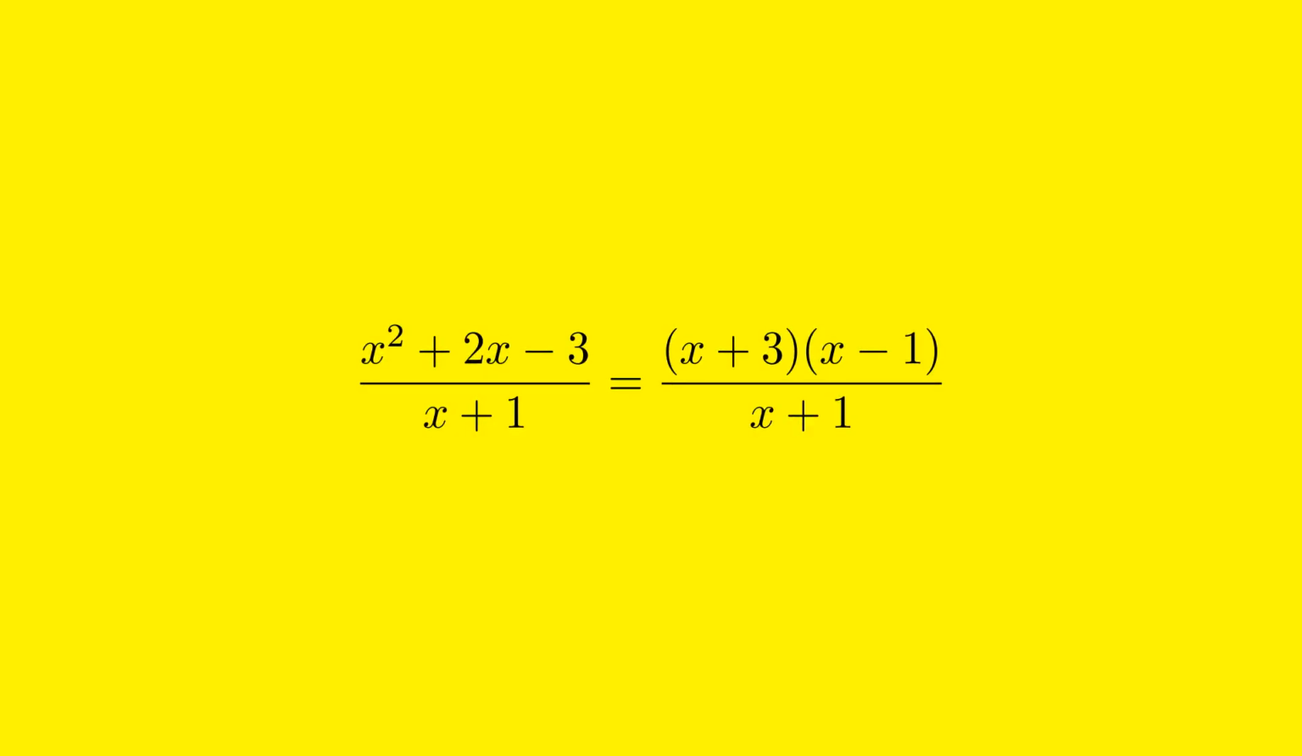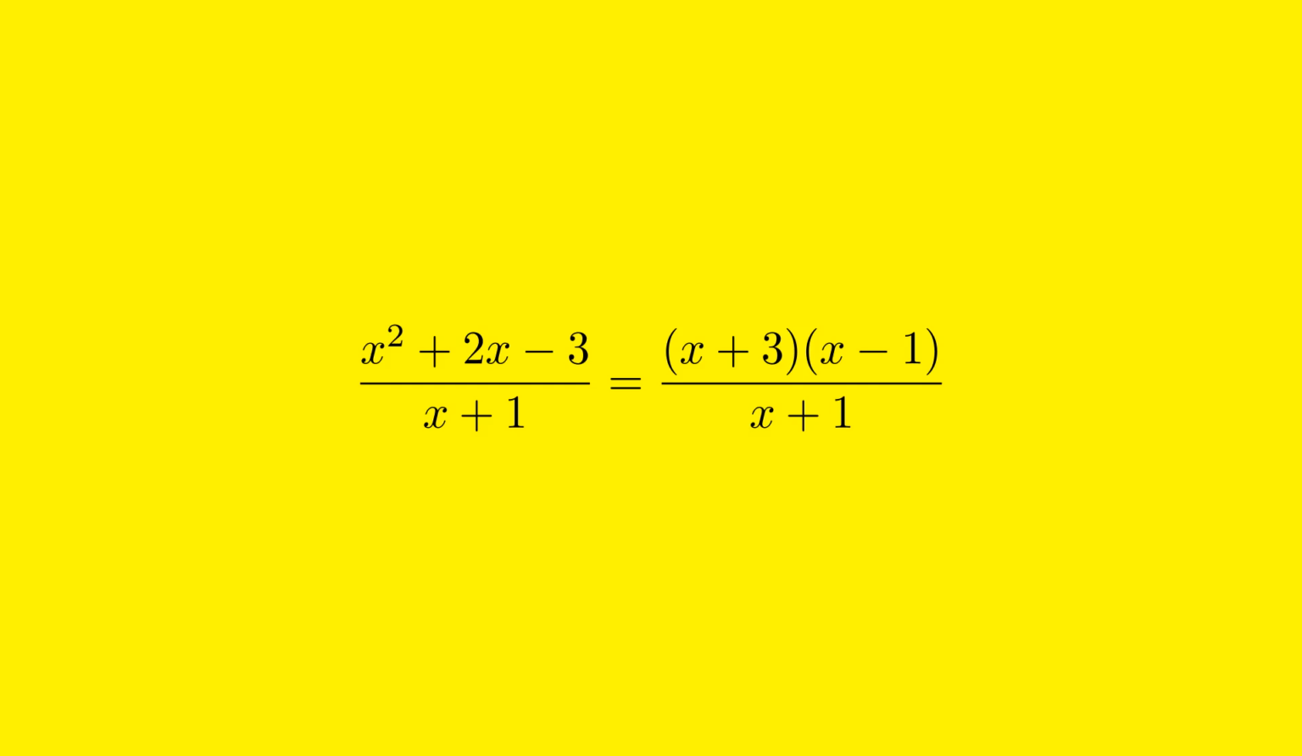Let's start by factoring the numerator to simplify the rational expression. The numerator given is x squared plus 2x minus 3. To factor it, we need to find two numbers that multiply to minus 3 and add to 2. These two numbers are 3 and minus 1. Therefore, the factored form of the numerator is x plus 3 multiplied by x minus 1.